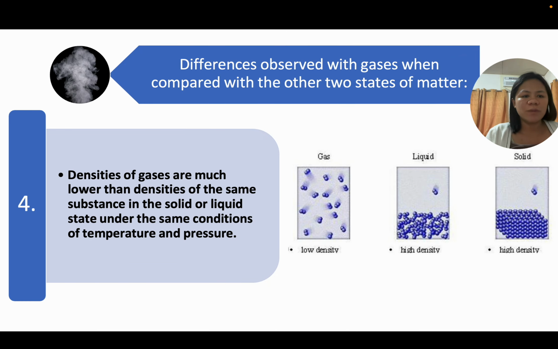Next, densities of gases are much lower than densities of the same substance in a solid or liquid state under the same condition of temperature and pressure. Though the temperature and pressure are the same, and for liquid or gas we can limit the amount so that they are equal, since gas is freely moving, it can occupy more space compared with liquid and solid.